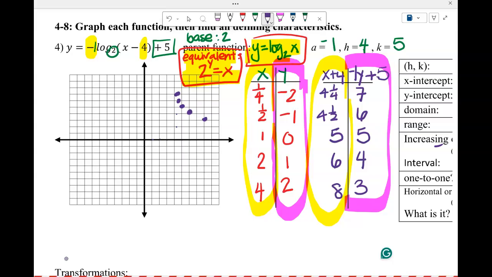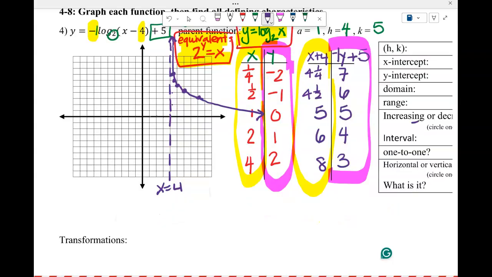Okay, so guys, remember, we're supposed to have a vertical asymptote, and because we are shifting 4 units to the right, that means your vertical asymptote is now at x equals 4. X equals 4, right? And then remember, go all the way through, eventually it's going to hit the x-axis at some point.